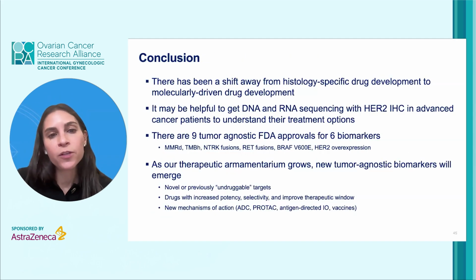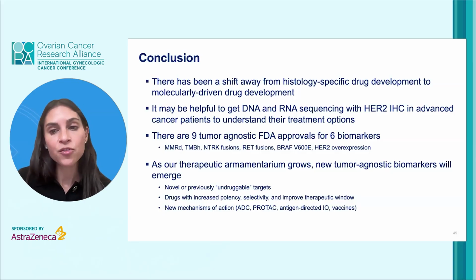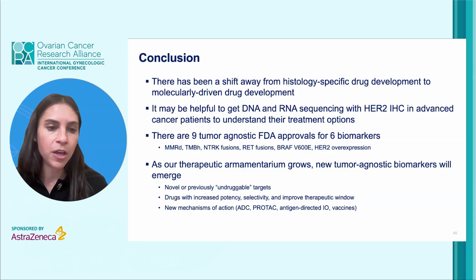So in conclusion, there has been a shift away from histology-specific drug development to molecularly driven drug development. It may be helpful to get DNA or RNA sequencing with HER2 immunohistochemistry in advanced cancer patients to understand their treatment options. There are 9 tumor agnostic FDA approvals for 6 biomarkers, and I've listed them here.